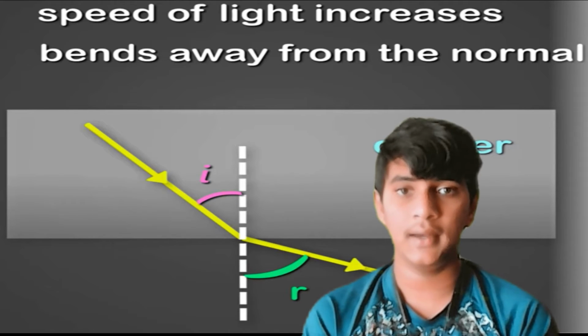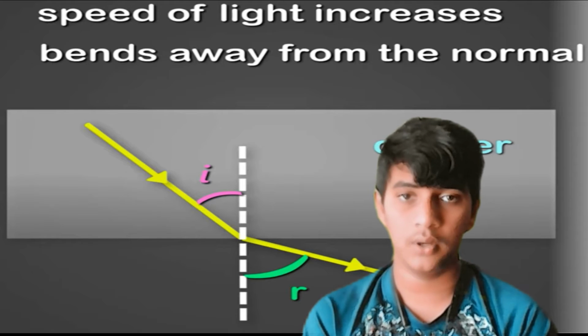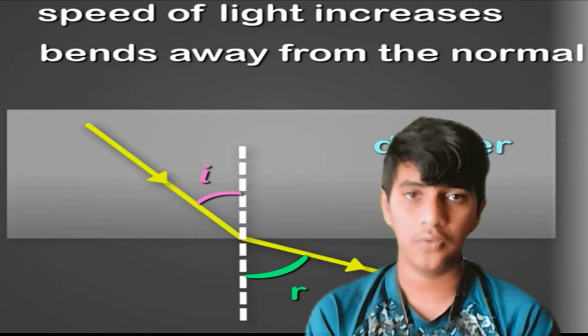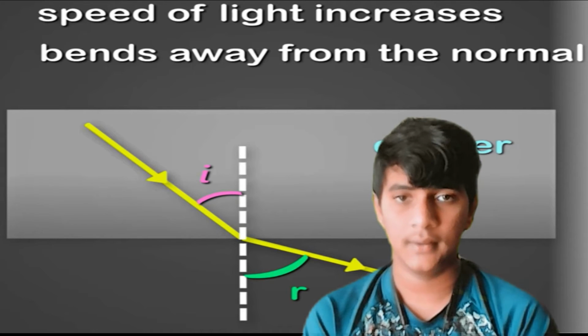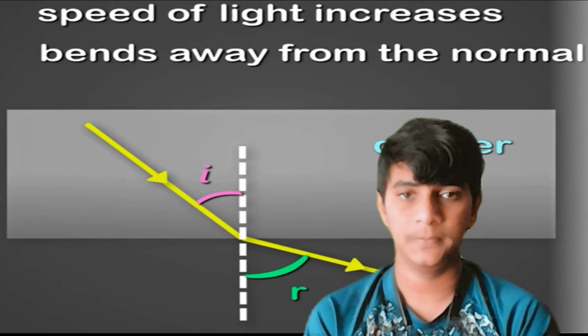In case 2, when the light ray passes from a denser medium to a rarer medium, the angle of incidence is smaller than the angle of refraction. It bends away from the normal.